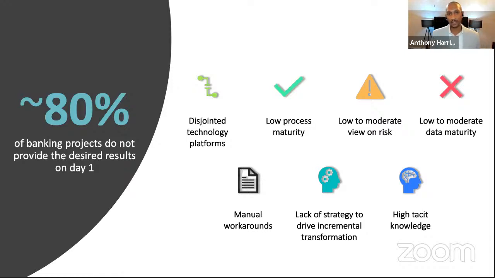So 80% of banking projects do not deliver desired results on day one. Pretty powerful statement, pretty bold prediction, and pretty high percentage. So really, what's going on? How did we get to this point? What aren't we being told? What weren't we told when we were doing our solutioning and our implementations? And essentially, how much risk do we actually create developing or rolling out the solution?